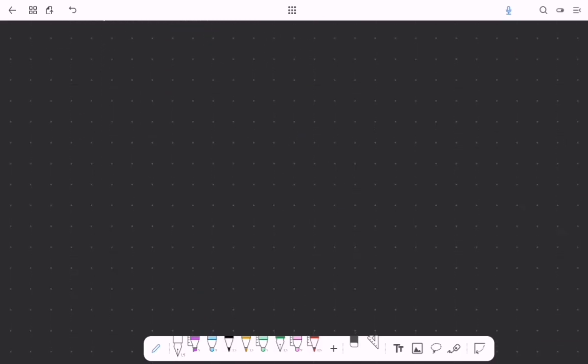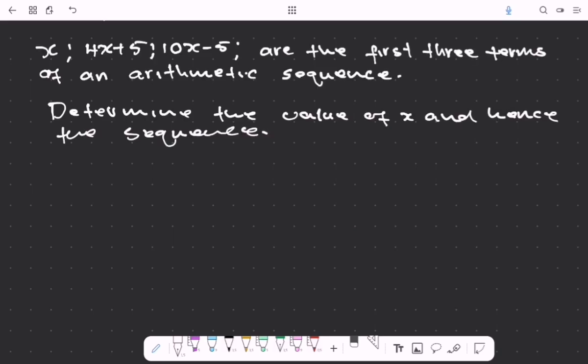Now I want us to look at an example which I think is very important, and it causes confusion for many people. So we have this question here. It says x, 4x plus 5, 10x minus 5 are the first three terms of an arithmetic sequence.